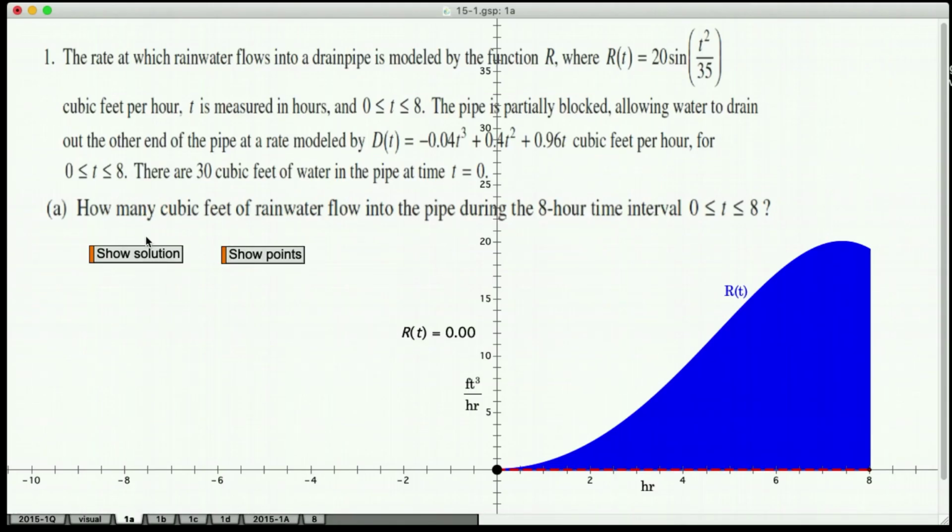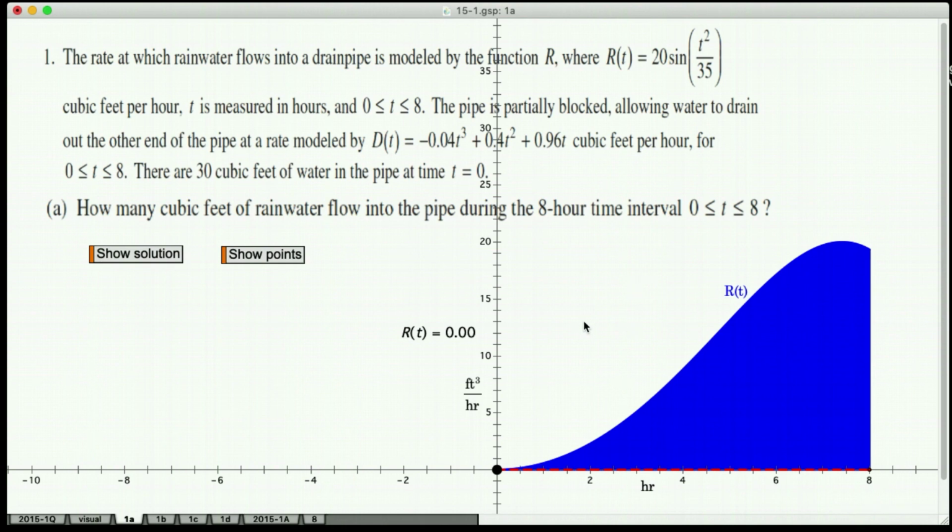Okay, let's see if we can answer some of the questions now that we have somewhat of an understanding. It says, how many cubic feet of rainwater flow into the pipe during the 8-hour time interval from 0 to 8? So what I've done here is I've graphed the function. This is the rate flowing into the pipe. This blue region here, the area of this region, is the volume of water that flows into the pipe over that 8-hour period, which would be the definite integral under this curve.